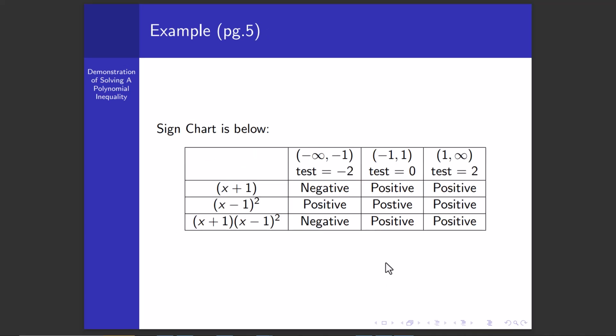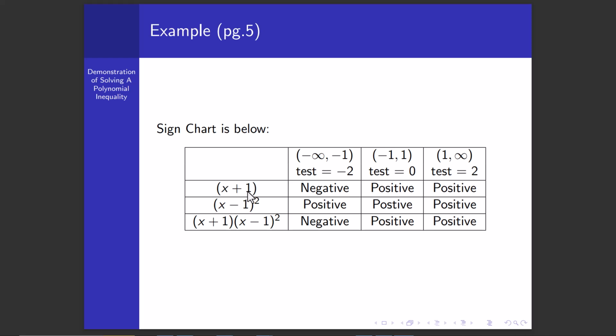For those of you that prefer an algebraic approach or a computational approach, we can use a sign chart. So we have the interval negative infinity to negative 1. We have the interval from negative 1 to 1. And then we have the interval from 1 to infinity. So the roots divided up the number line into these intervals.